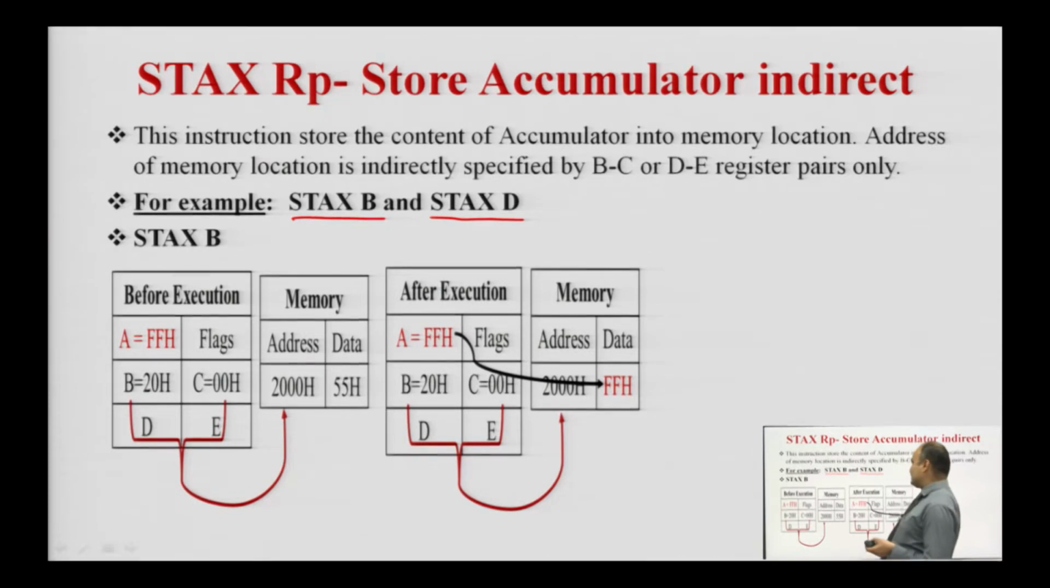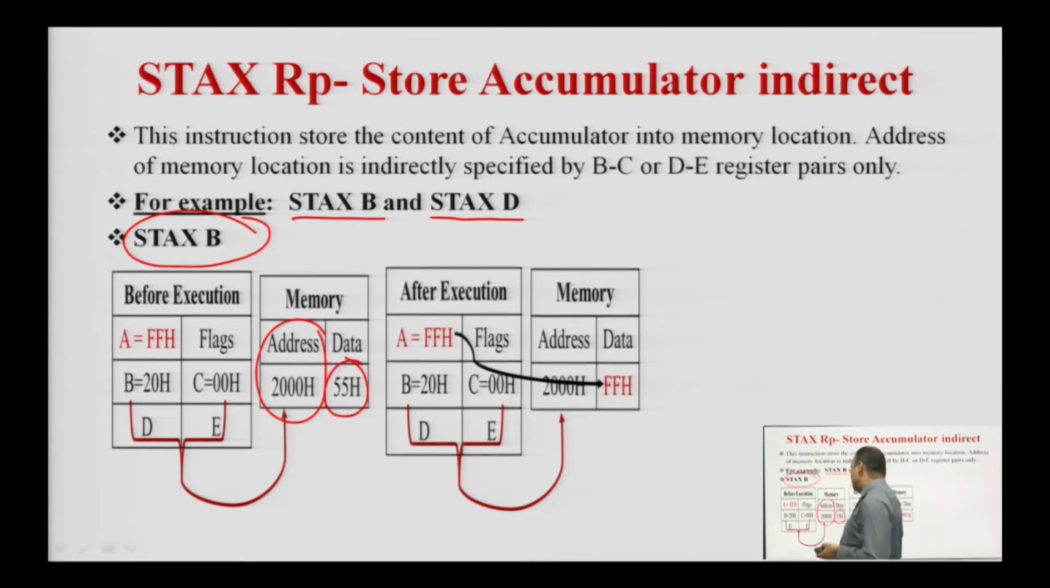So, before the execution of the instruction STAX B, the content of the BC register pair is 2000H. This is the address of the memory location which is specified indirectly by the register pair. At this memory location the data is 55H, and before the execution of this instruction the content of the accumulator is FFH. So, this is the case before the execution of the STAX B instruction.